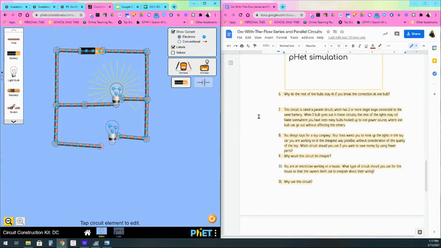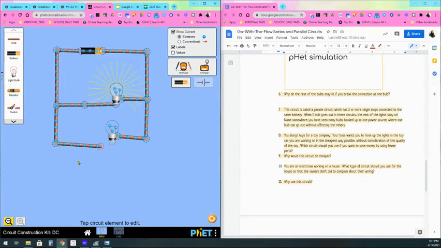Number 8, you design toys for a toy company. Your boss wants you to hook up the lights in the toy car you are working on in the cheapest way possible without consideration of the quality of the toy. So which circuit should you use if you want to save money by using fewer parts? And that would be your series circuit. So why would this circuit be cheaper? That's because you wouldn't have to buy as many parts to make that circuit. You can see with a parallel circuit, you need more wires and more connections and that type of thing.